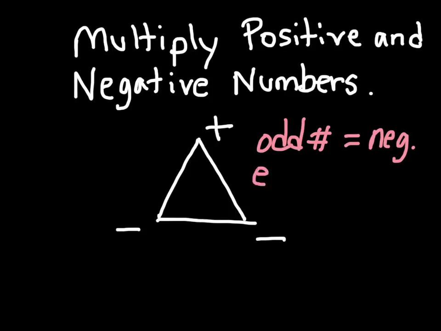If I have an even number of negatives, then my answer will be positive. Okay? So if I have 2 negatives or 4 negatives or 6 negatives, etc., there'll always be one negative to cancel with another one. So my answer will end up positive.